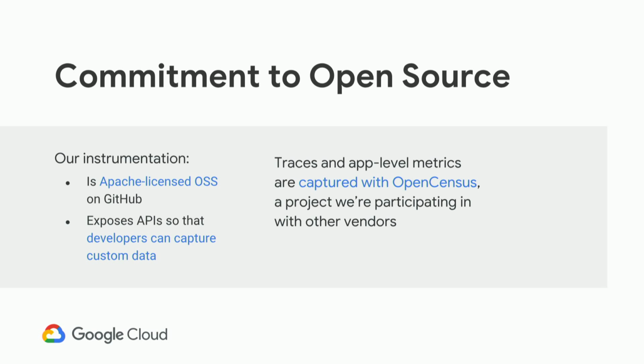Our traces and app level metrics are captured via a project that we call OpenCensus that we're collaborating on with other vendors. OpenCensus effectively automatically captures traces, allows you to annotate them, captures app level metrics, and then sends them to the back end of your choice. Stackdriver is one of those backends, but we also support Prometheus, Zipkin, and a number of others.